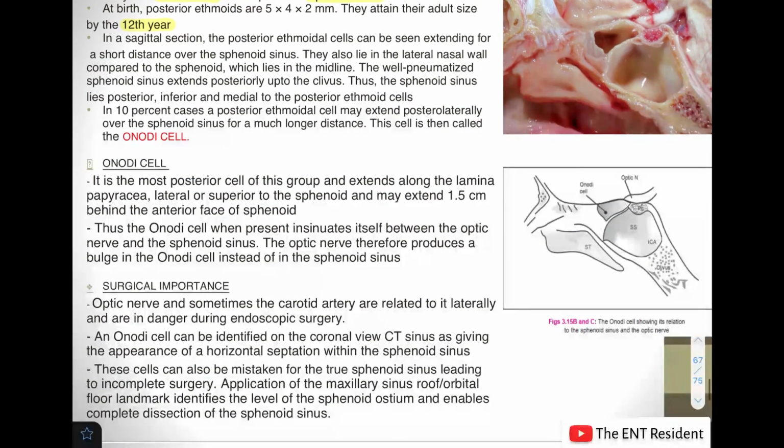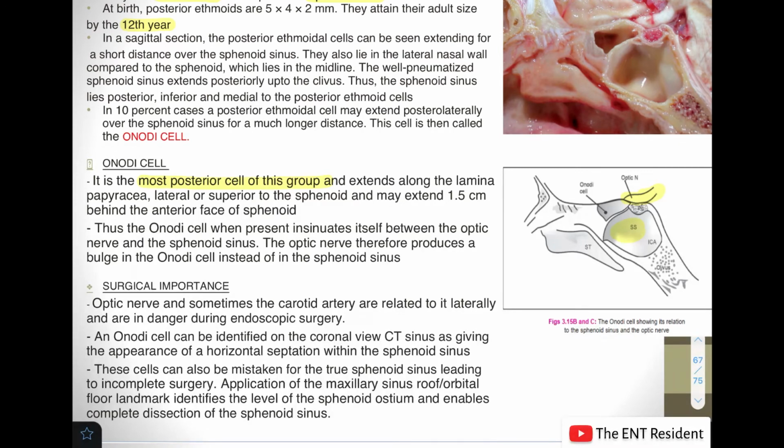Now what is the Onodi cell? It is the most posterior cell of this group and it extends along the lamina papyracea, lateral or superior to the sphenoid, and it may extend 1.5 cm behind the anterior face of the sphenoid. Thus, the Onodi cell, when present, insinuates in between the optic nerve and the sphenoid sinus. As you can see, this is the optic nerve here, and this is the sphenoid sinus.